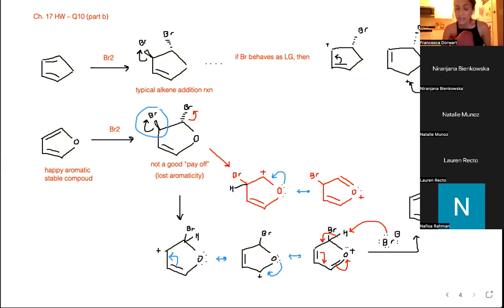Okay, so this is just an EAS mechanism where we have substituted the hydrogen at this position for a bromine. So this hydrogen got substituted for this guy. Does that make sense? Again, EAS here is a possibility as a mechanism because this is an aromatic ring. We want to preserve that aromaticity, so we do something a little bit more complicated but special with this molecule than we would with just cyclopentadiene. Okay?